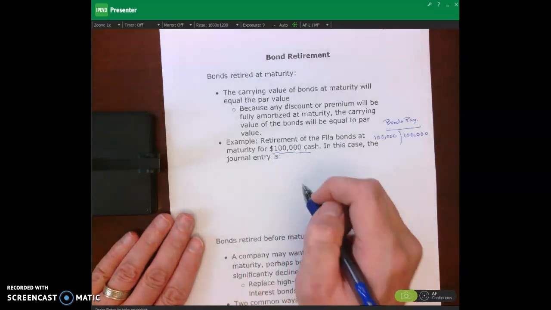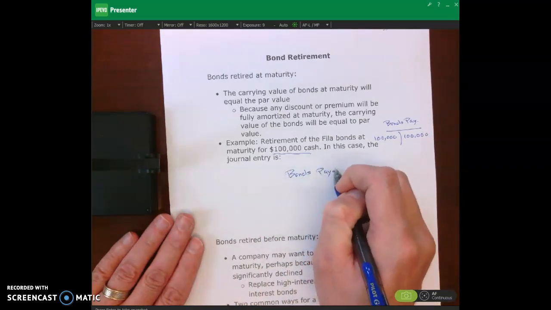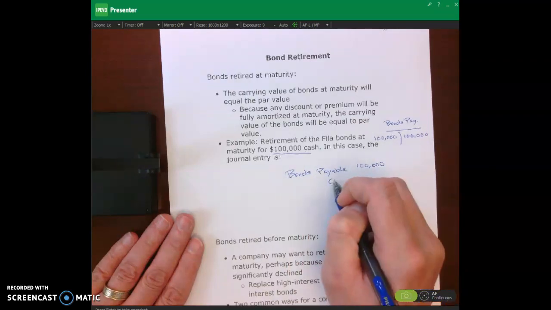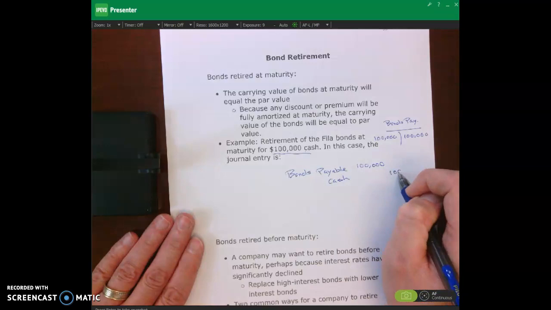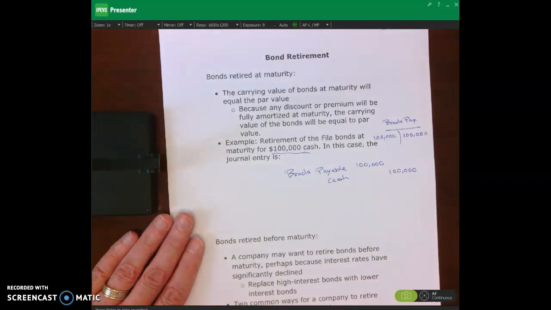So my journal entry is debit bonds payable, $100,000, credit to cash, $100,000. That's my journal entry. Okay? So that's the easier one.